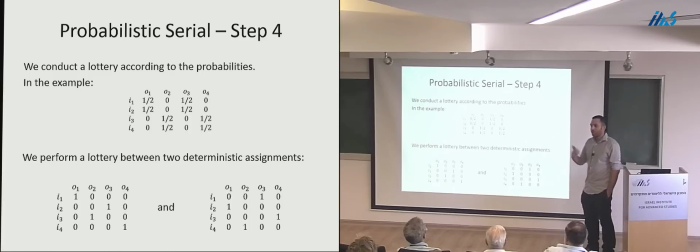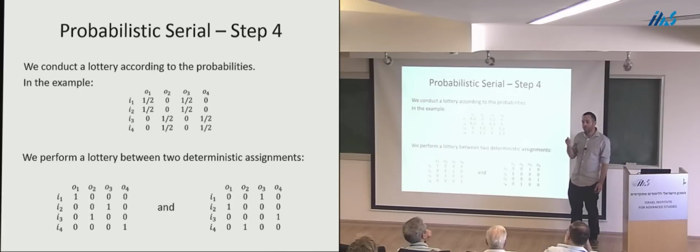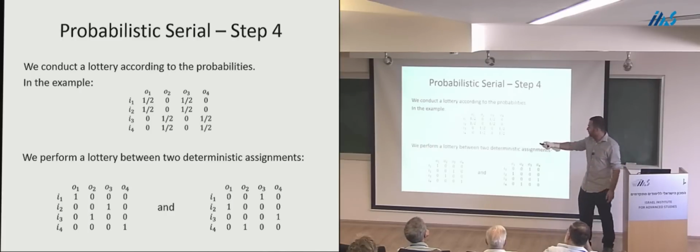Now we need to conduct a lottery between deterministic assignments somehow. For this matrix, it's very easy. Look at those two deterministic assignments. In this assignment, agent 1 gets object 1, agent 2 gets object 3, and so on. If we toss a coin and decide between this matrix here and this matrix here, we get exactly those probabilities for each of the agents. Okay? Now note that we cannot actually toss a coin for each agent separately. If we've tossed a coin for agent 1, now agent 2 we already know where it goes. So we cannot possibly do it by independent coin tosses.